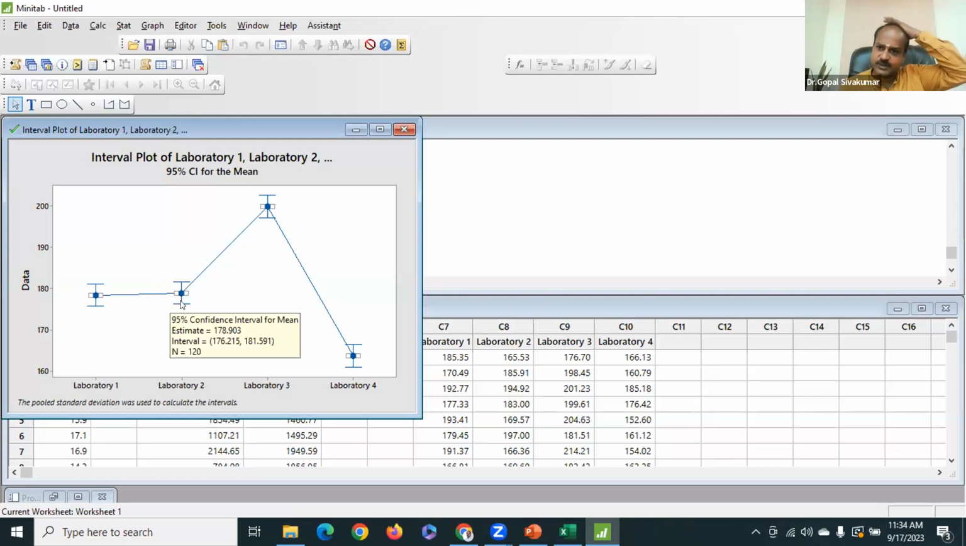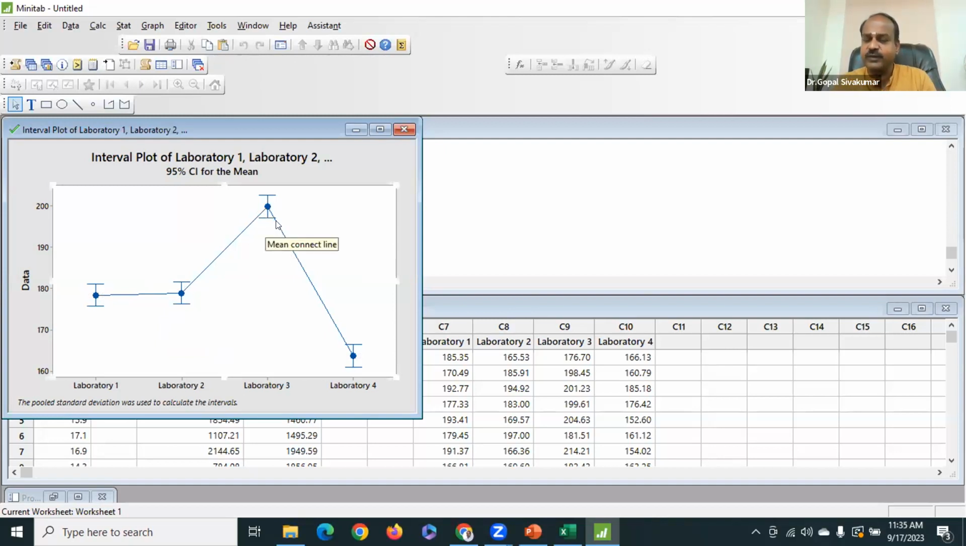Yes, your answer is also correct, but you have to understand the context, right? It is better here to call it the upper confidence limit. And now this average is completely away from the confidence limits of all the other laboratories. So now I can confidently say laboratory 3 consumes a significantly higher turnaround time than any other laboratory. Now I will take some action.